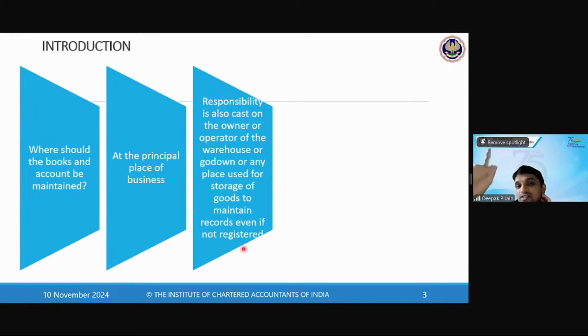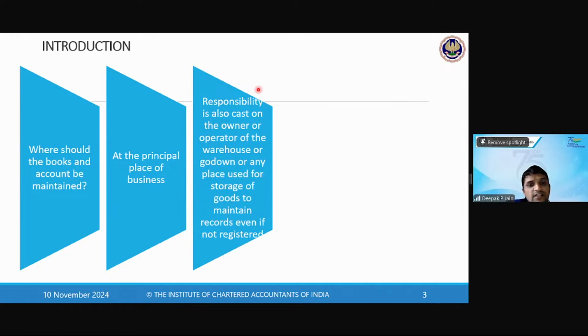So in that case, he is an operator of the warehouse. That operator, when he is operating it, will have to keep control of the movement of goods, because मैं उसके भरोसे पे ही वहां पे goods store कर रहा हूँ. So he should have control on my goods. That's why the responsibility under GST is also cast on the owner or operator of the warehouse or the godown, or any place where the goods are being stored.